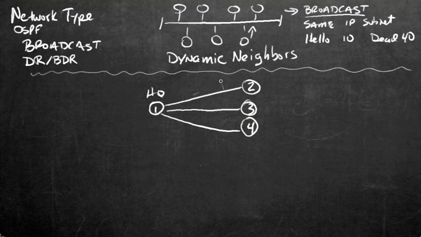So let's imagine that this represents network 10.20.0.0, and let's use a /29. That'll work. So we use a /29, and then these are all one logical network. The connections, the PVCs, would go from router 1 to router 2, router 1 to router 3, router 1 to router 4. Now, what I want to point out is that this would be referred to as a multi-access network.